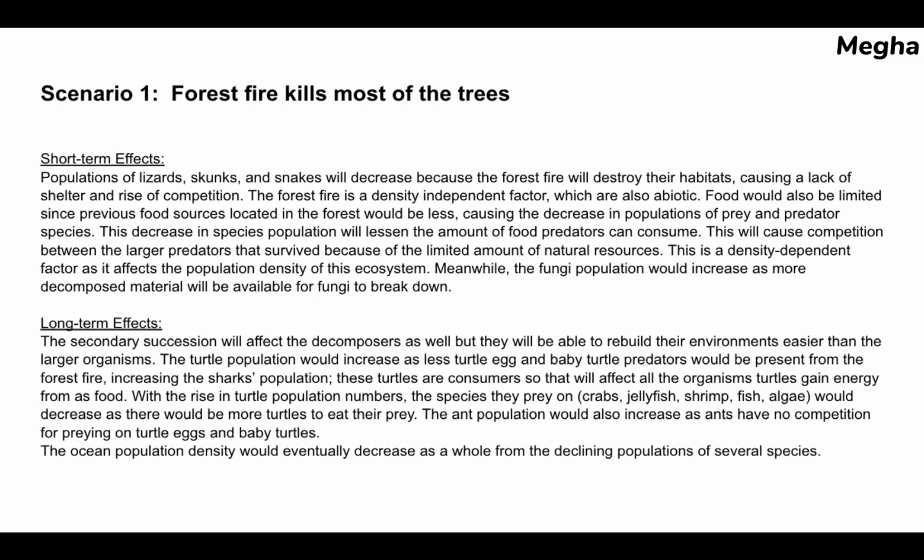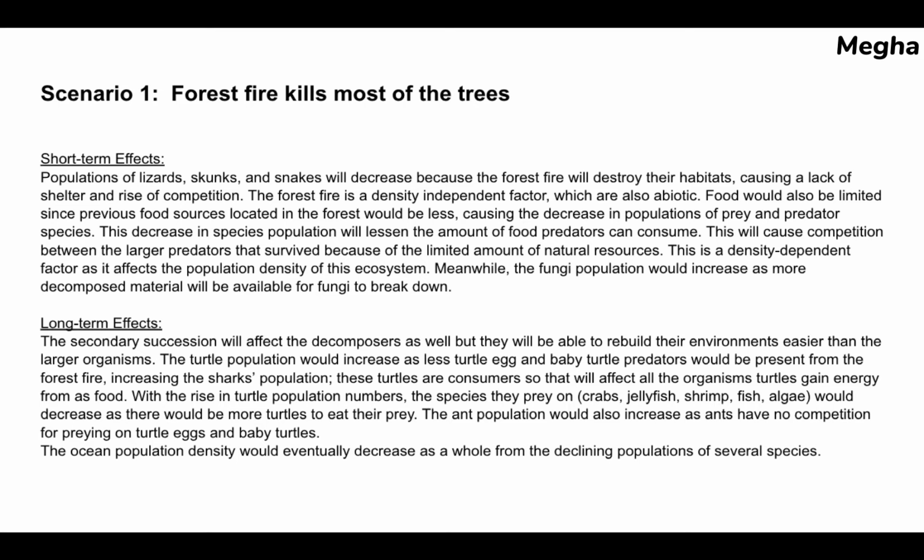This decrease in the species population will lessen the amount of food predators can consume, causing competition between the larger predators that survived the forest fire because of the limited amount of natural resources. This is a density-dependent factor as it affects the population density of this ecosystem. Meanwhile, the fungi population will increase as more decomposed material will be available for fungi to break down.